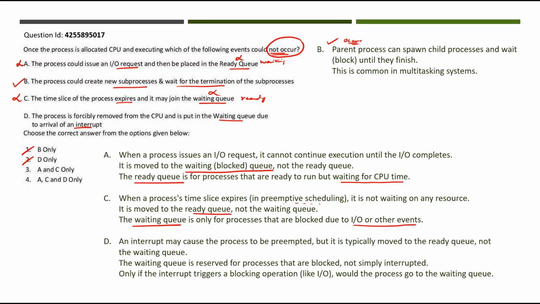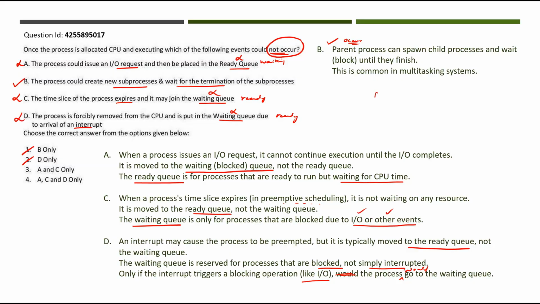What about D? An interrupt may cause the process to be preempted, but it is typically moved to the ready queue, not the waiting queue. Here also it is moving to the ready queue and not to the waiting queue. The waiting queue is reserved for processes that are blocked, not simply interrupted. It is blocked for I/O or other events. Only if the interrupt triggers a blocking operation like I/O, the process would go to the waiting queue. So D is also wrong.